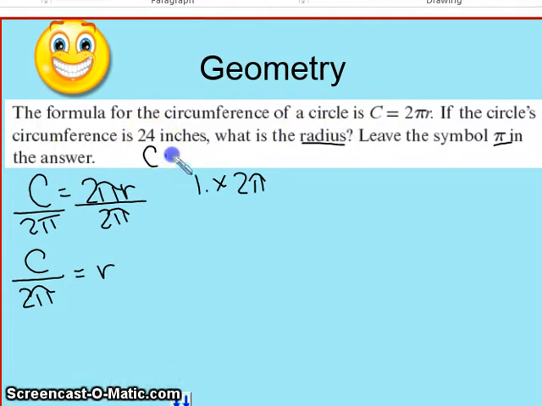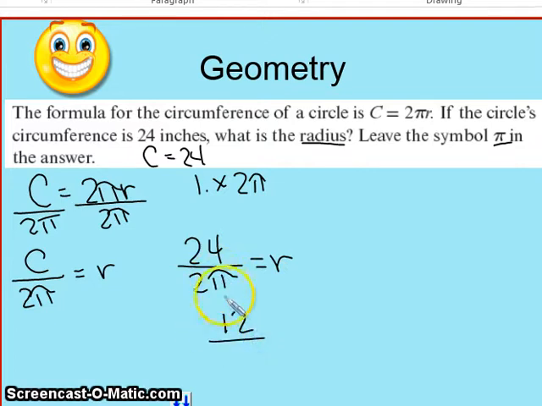Now this says, what is the radius, r, if the circumference is 24 inches? So that means C is 24, and we can sub a number into this equation. So we have 24 divided by 2 pi equals the radius. Now remember, we don't want to plug 3.14 in here because it says leave the symbol pi in the answer, but we can take 24 divided by 2. 24 divided by 2 is 12, and we still have pi in our denominator. So the radius of this circle is 12 over pi.